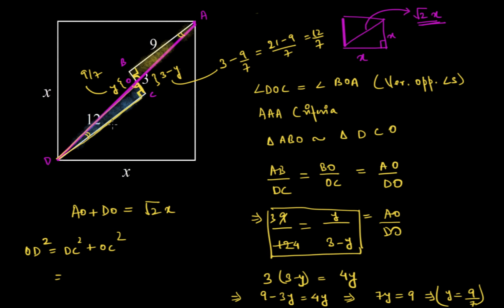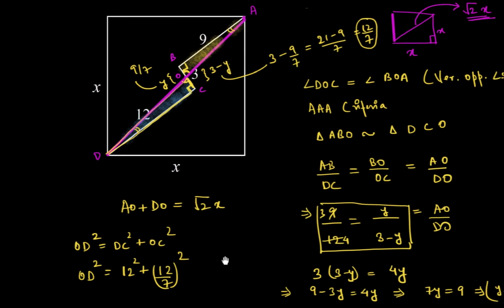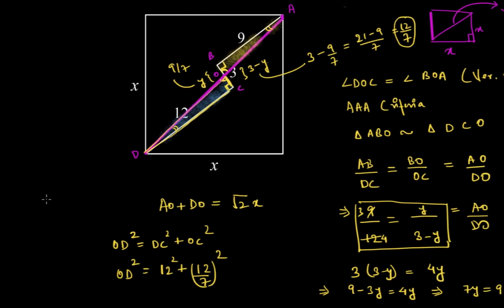The length of DC is 12 units. So 12 square plus OC square. We just calculated OC is equal to 12 upon 7. So this will be equal to 12 upon 7 whole square. This is equal to OD square. And similarly I can write OA square is equal to AB square plus OB square.